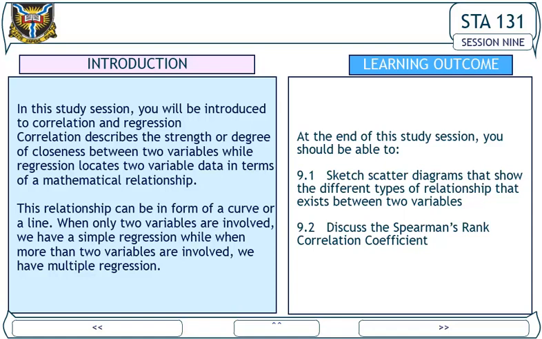At the end of this study session, you should be able to sketch scatter diagrams that show the different types of relationship that exist between two variables. Discuss the Spearman's rank correlation coefficient.